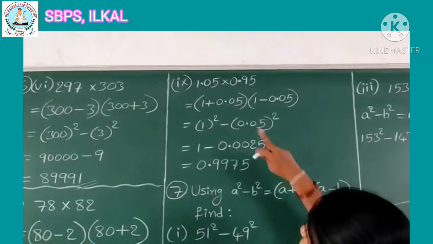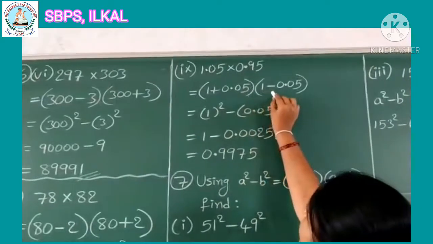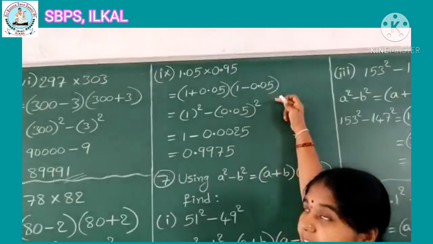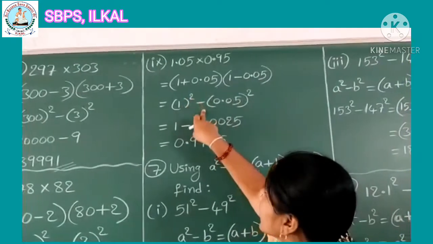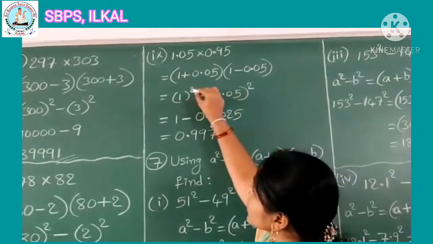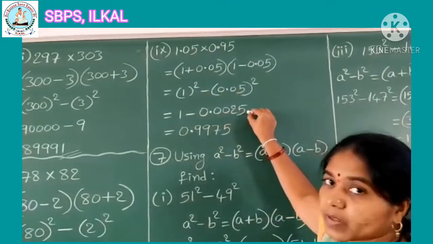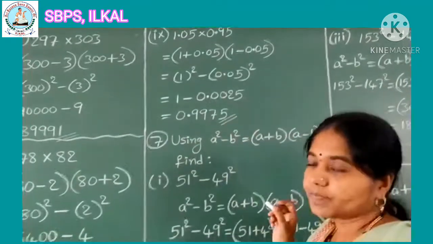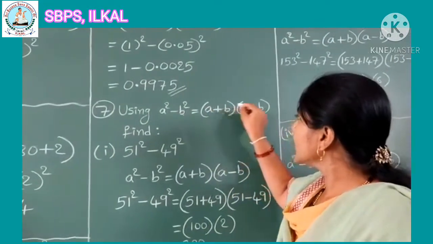Next one. 1.05 into 0.95. 1 plus 0.05 into 1 minus 0.05. Okay. A plus b into a minus b form we have written. Then a square minus b square. A is 1. Then 1 square minus b, which is 0.05, 0.05 whole square we will write. 1 square is 1. 0.05 whole square value is 0.0025. Which is equal to 0.9975.